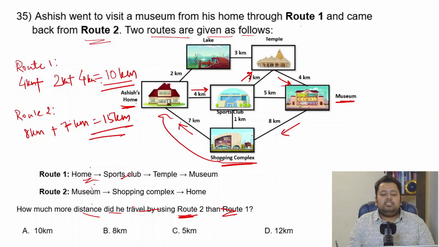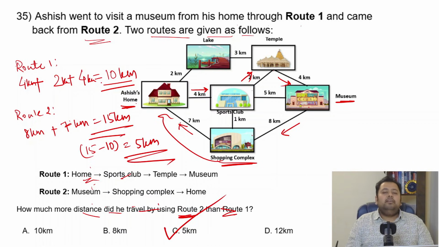So how much more distance did he travel? It is nothing but 15 minus 10 is equals to 5 kilometer, right? Option C is your correct answer. When he is taking the difference between the distances are 5 kilometer. Hope you got this one correct as well. If you did, give yourself a star. And with this, we complete the question paper.